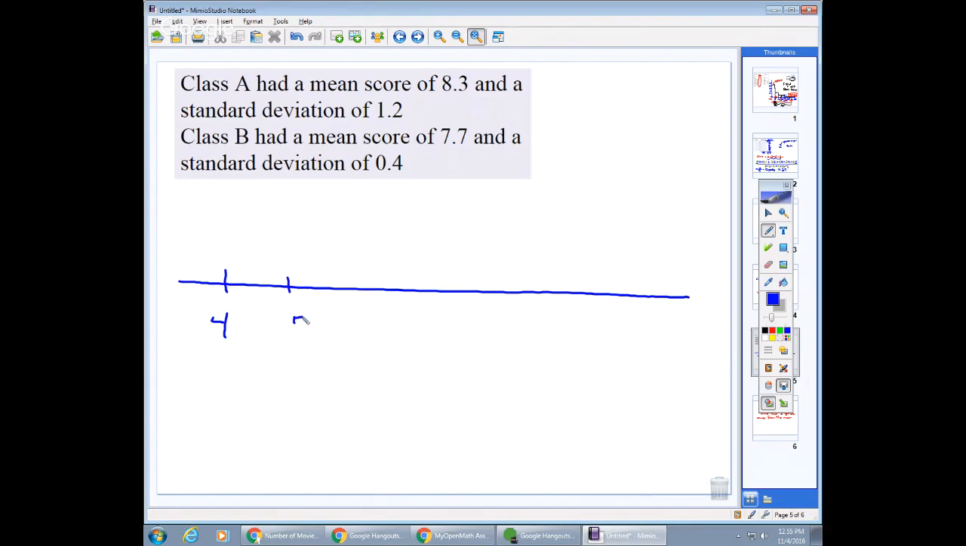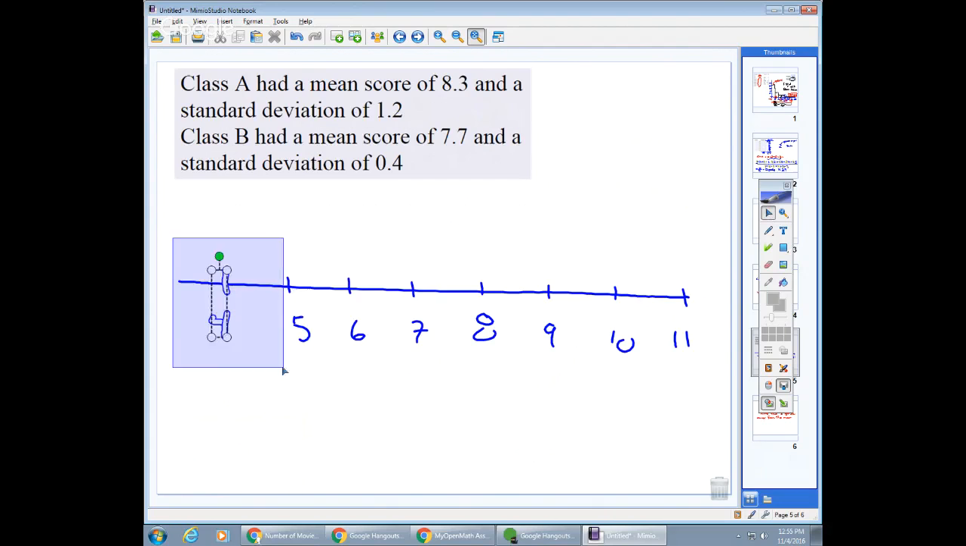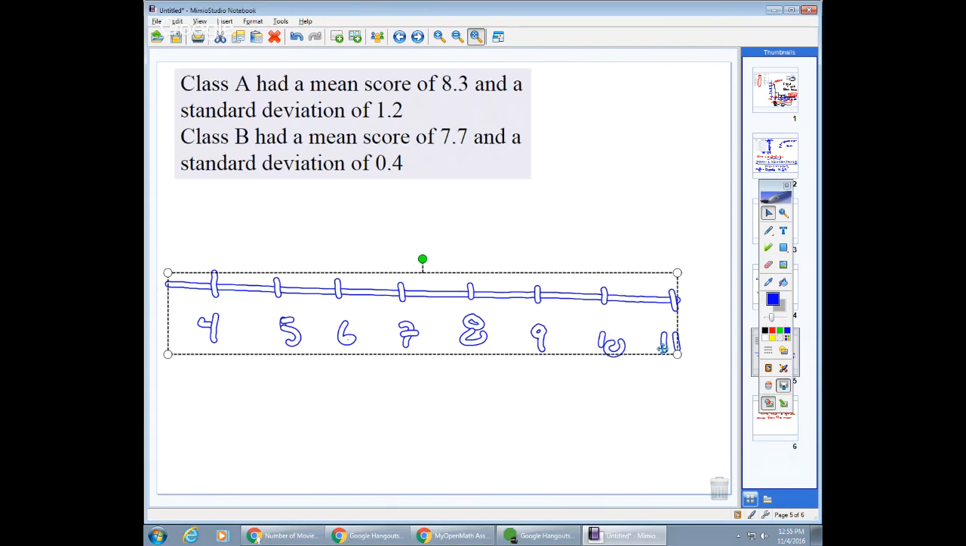4, 5, 6, 7, 8. Uh-oh, am I not going to make it? 9, 10, 11. All right, we'll just move these guys all over a little bit.